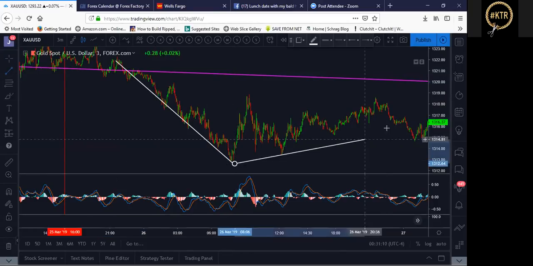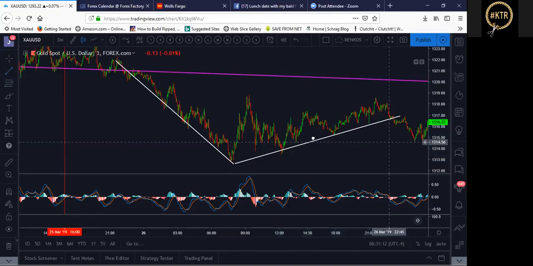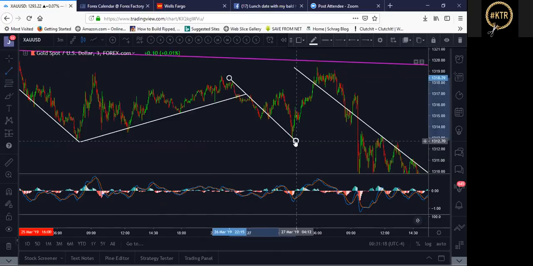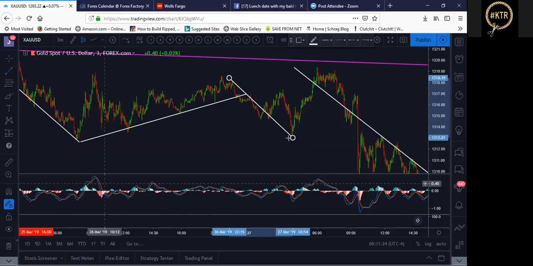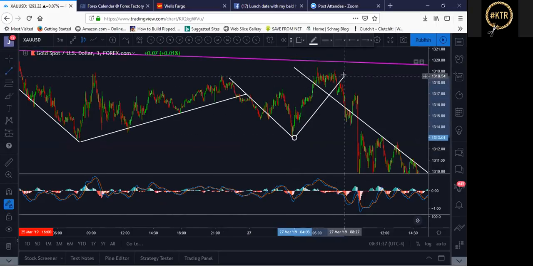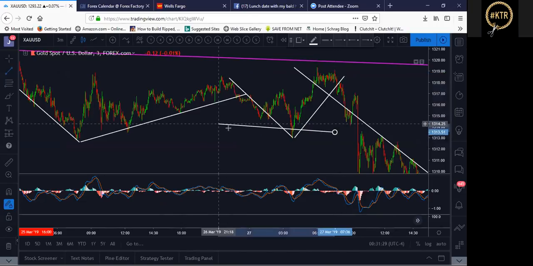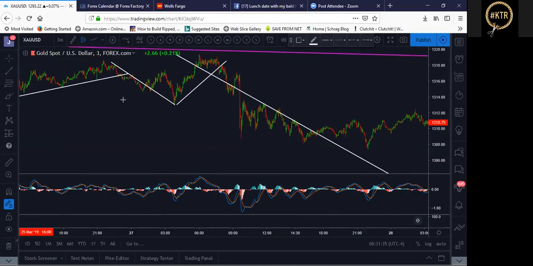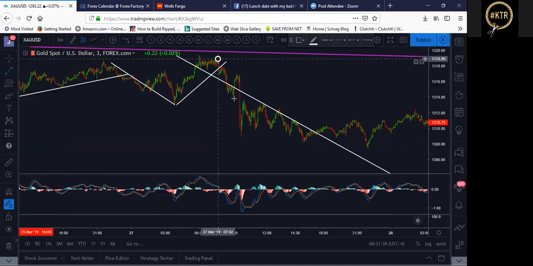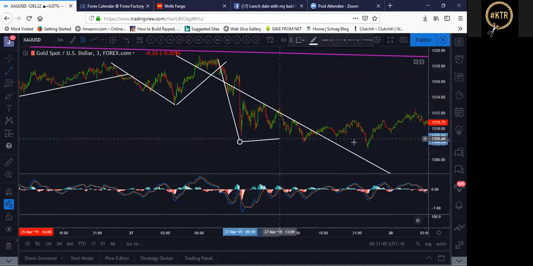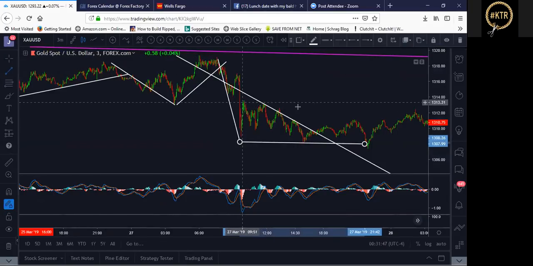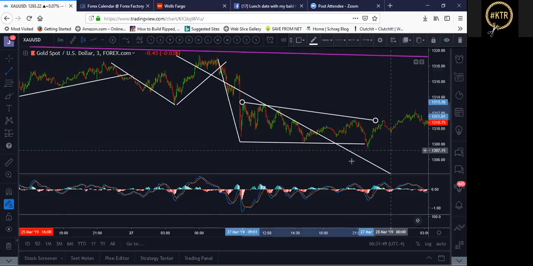Here's my correction. It's off the 3 minute now. There's my continuation. There's my impulse. There's my continuation. There's my correction. And then here is my continuation. Here's my correction. That's my flag. Of course, we know what that is.